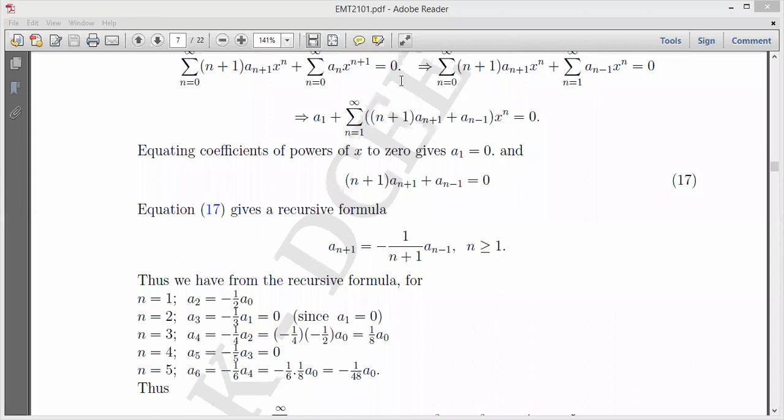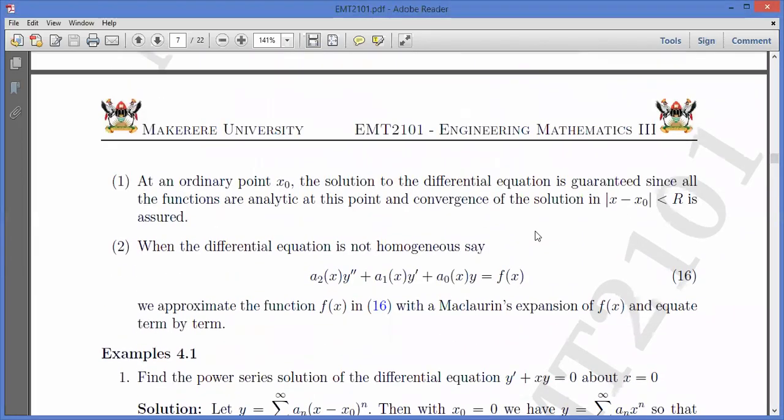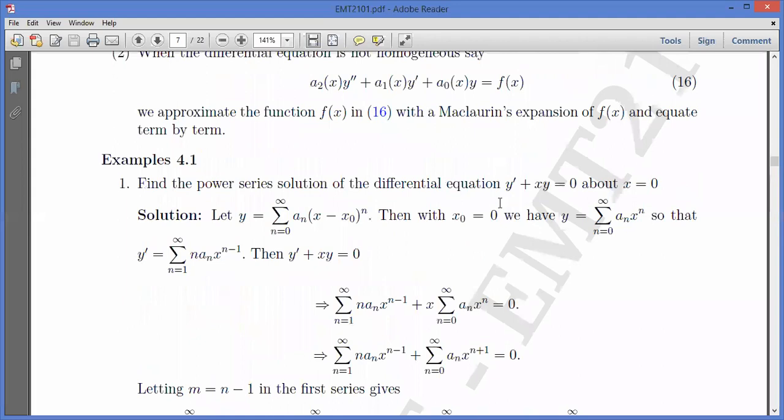Excuse me, Doctor. The question asked us to find the power series for a certain differential equation, but I'm seeing the series we have is only for y. So have we answered the question? Yes, but we are solving. Remember, we are finding a power series solution of this differential equation.